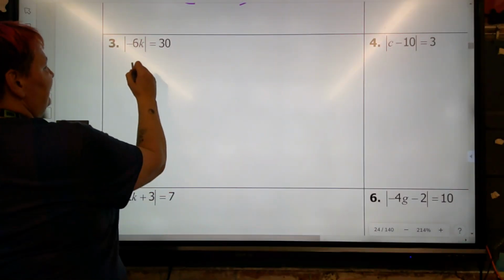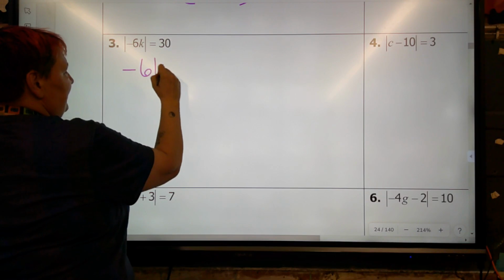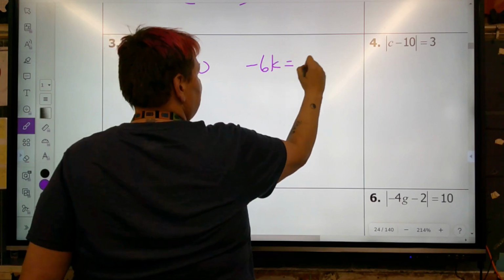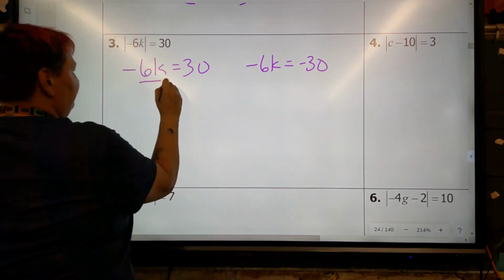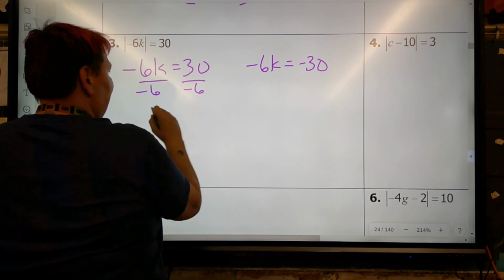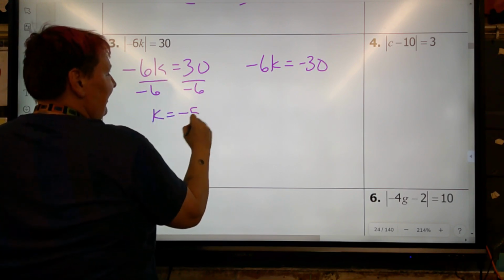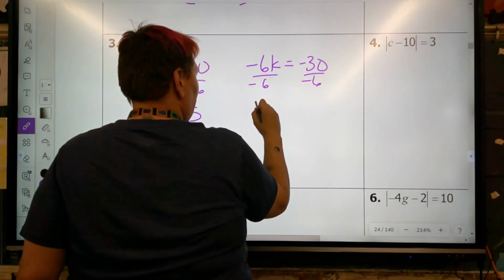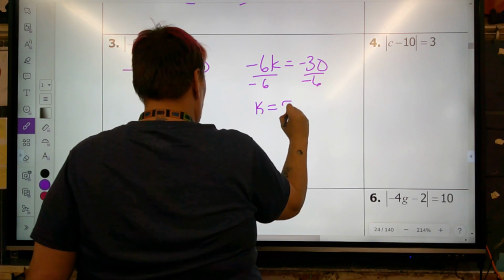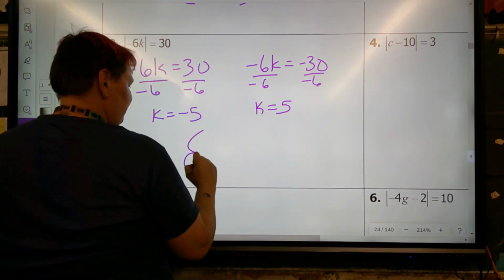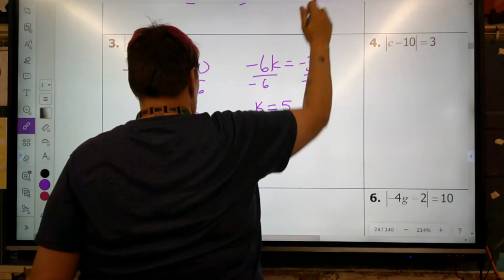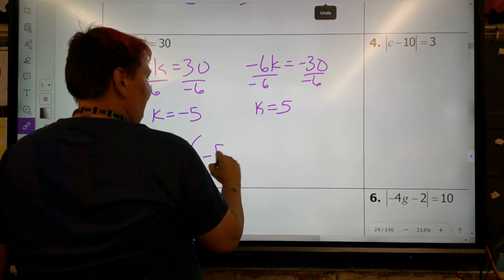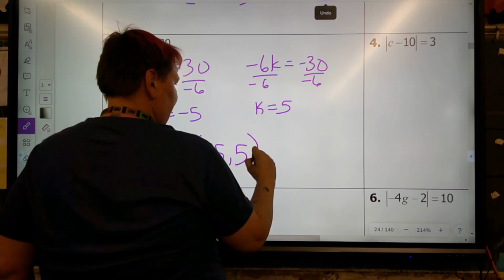It's already halfway done. Negative 6k is equal to positive 30, and negative 6k is equal to negative 30. Solve for k. K could either be negative 5 or k could be positive 5. Solution set. Ooh, that is not right. Getting ahead of myself. Could be negative 5 or 5.